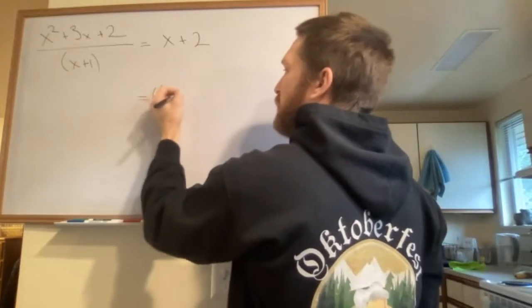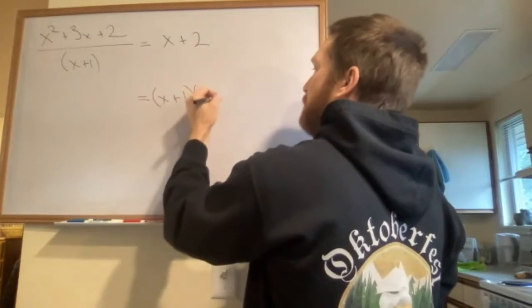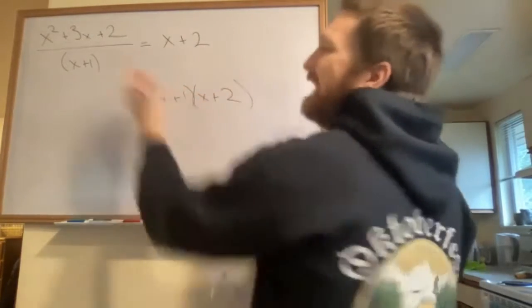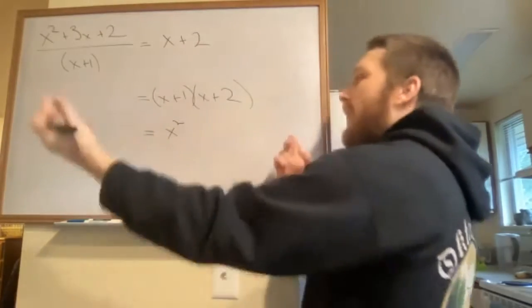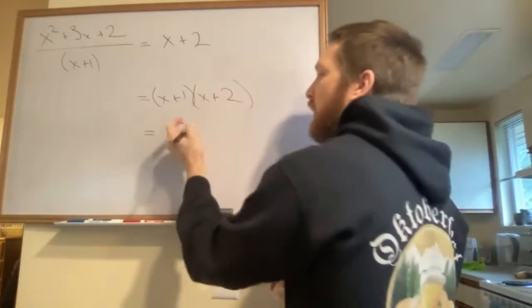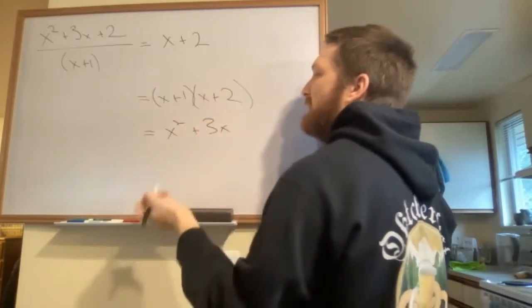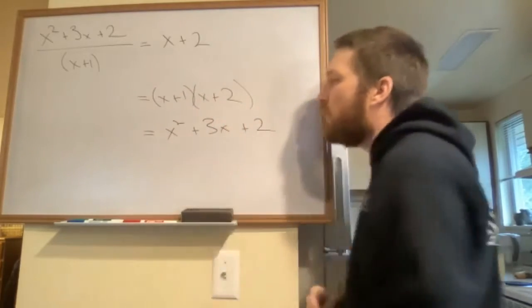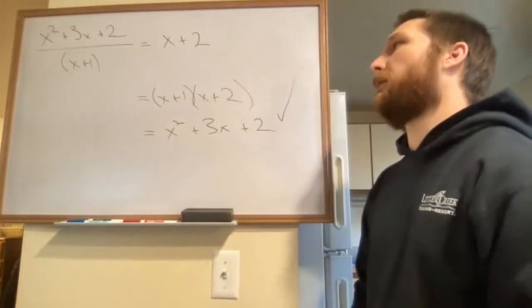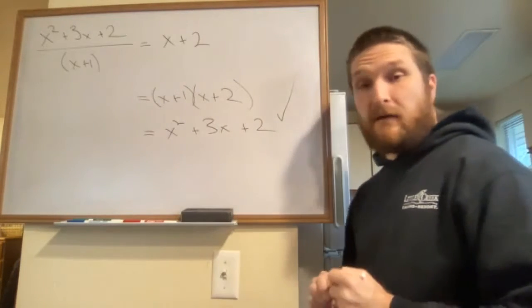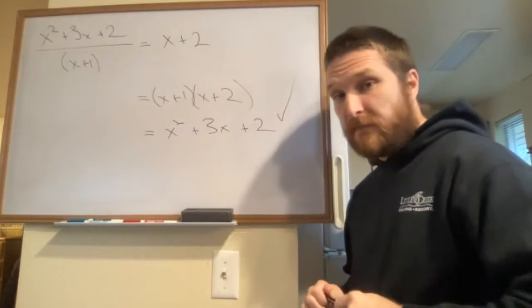We get x plus 1 times x plus 2. That's exactly what we did right there. So this is kind of silly, but we get x squared. Outer gives me 2x, inner gives me 1x, so for a total of 3 x's. Then 1 and 2 gives me 2, and I can see, yes, that works. Check, we're good to go. That is how polynomial long division works.